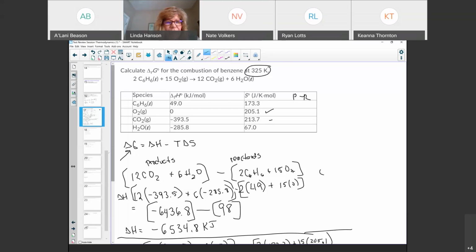Just to debrief the strategy, we know that our formula, delta G equals delta H minus T delta S, so we simply had to solve for the values of delta H and delta S before we could provide the delta G.